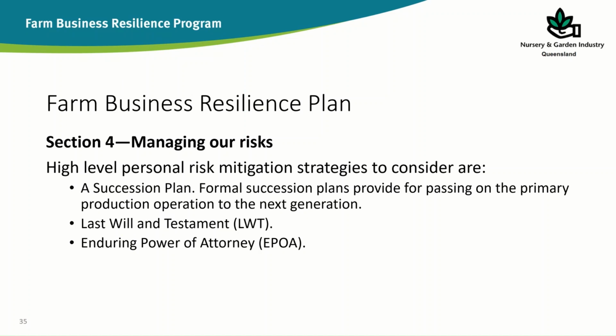A succession plan, last will and testament, and enduring power of attorney are significant business and personal risk management strategies. Formal succession plans provide for a smooth and transparent transition of handing the production operation to the next generation or for future sale of the business. The absence of a last will and testament when someone dies can have significant consequences at a personal and business level. Legal advice about an up-to-date will is recommended. An enduring power of attorney is important if a parent or family member becomes mentally incapacitated.